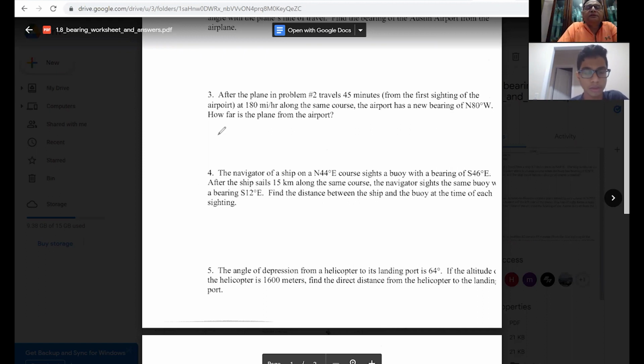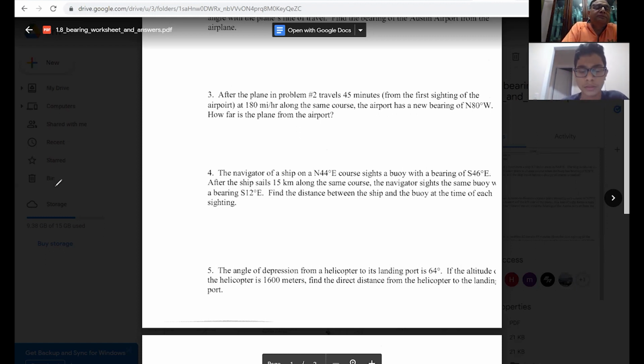Can you please read the next question? After the plane in problem 2 travels 45 minutes from the first sighting of the airport at 180 miles per hour along the same course, the airport has a new bearing of north 80 degrees west. How far is the plane from the airport? Oh, this is a continuation of that one.